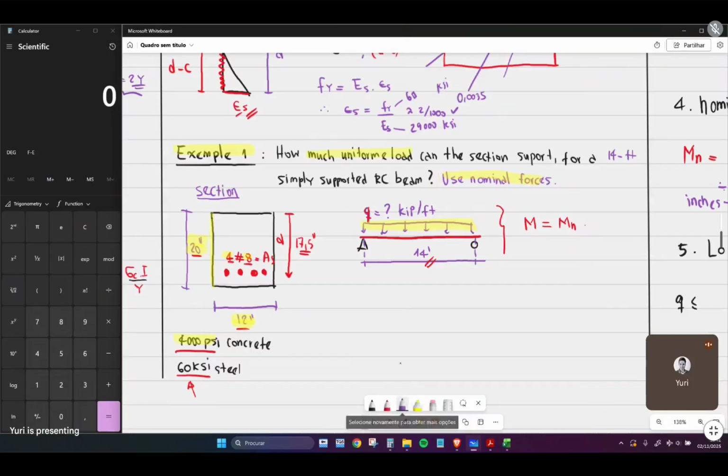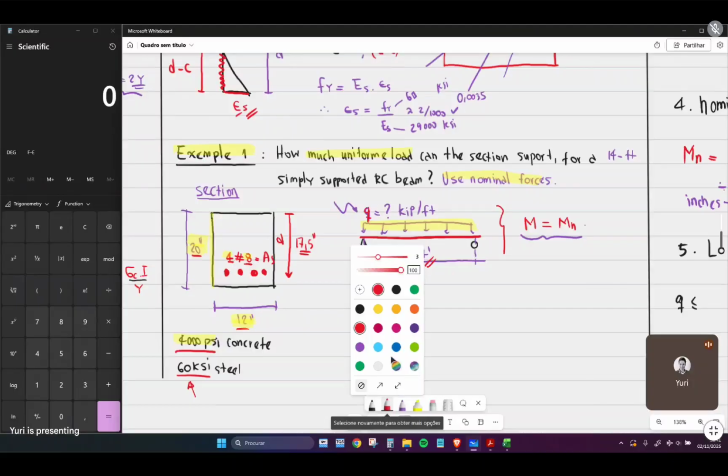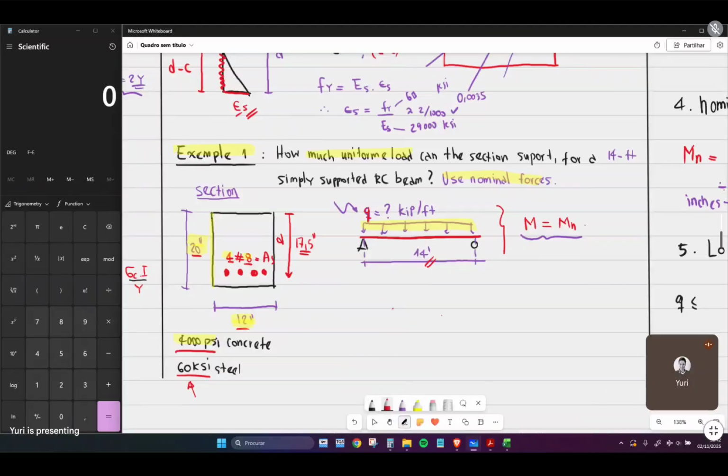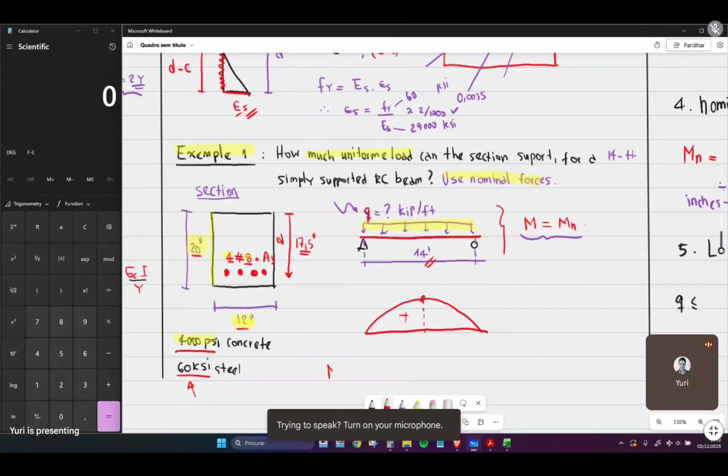Okay, so this exercise is quite simple because what we want to find is how much load Q can be carried by this section. And if you remember from your structural analysis class, the bending moment for simply supported beams has a parabolic shape in which the maximum moment is the distributed load times the span squared divided by 8.